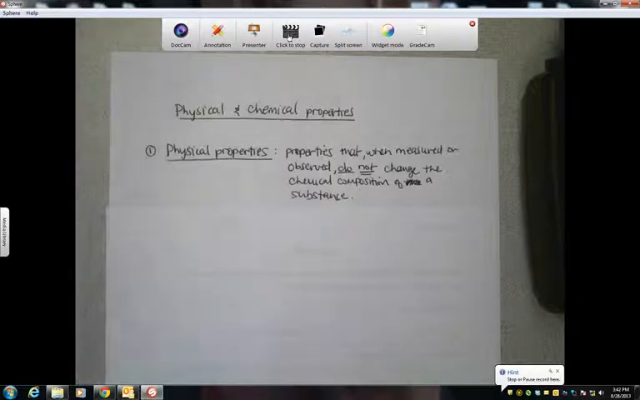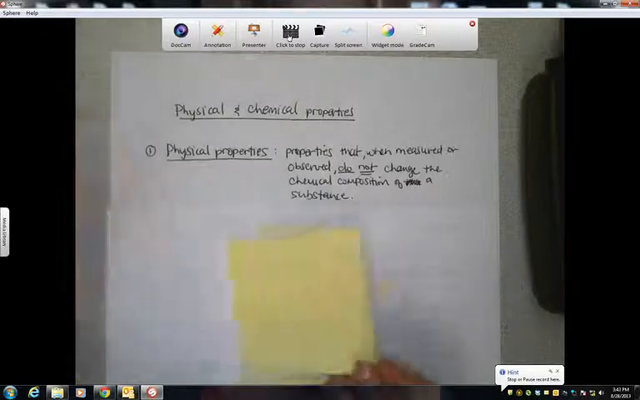So it's a property of a substance or matter that when you measure or observe that property, once you're done measuring or observing it, the substance is still the same substance that it was before, so it doesn't change in chemical composition. So let me give you an example.